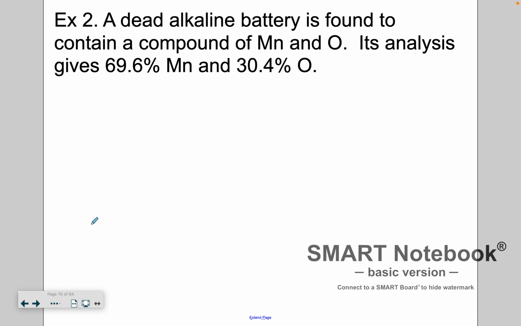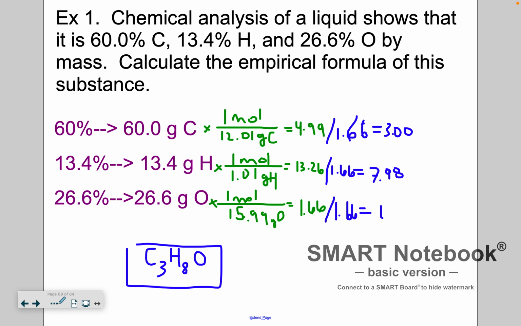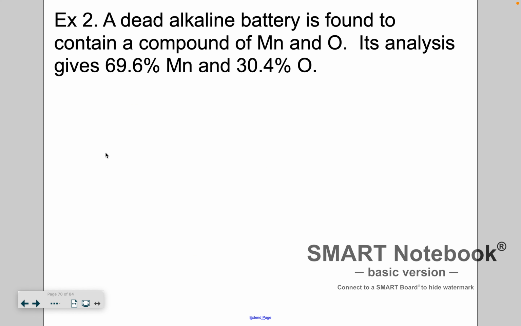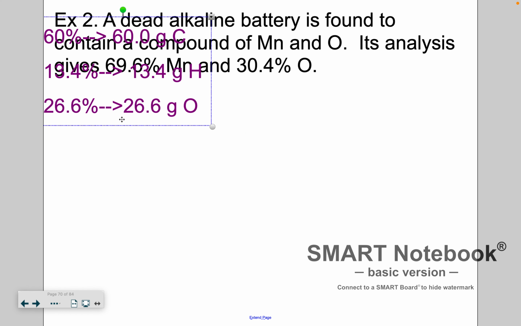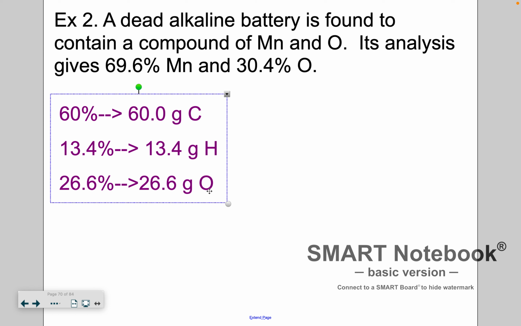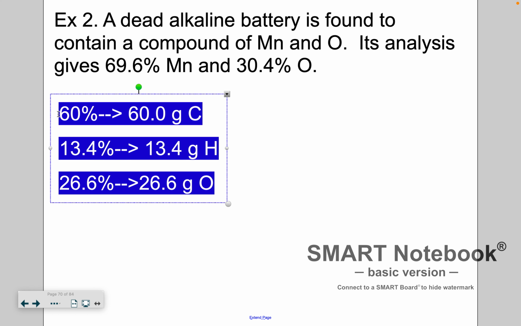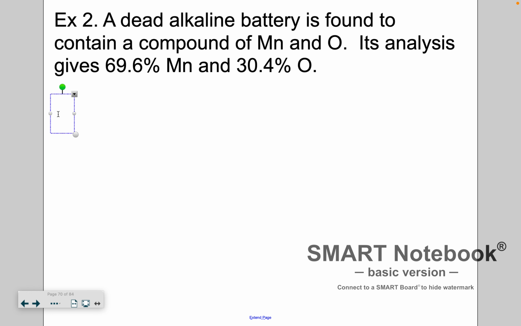Okay? All right. So I'm going to do another example here. I'm just going to copy this to see if it will save the purple, so I don't have to close out of my window again. All right, a dead alkaline battery is found to contain a compound of manganese and oxygen. Its analysis gives 69.6% manganese and 30.4% O.